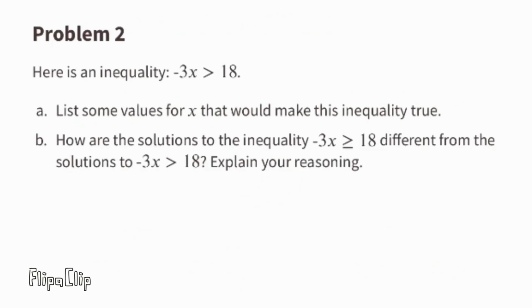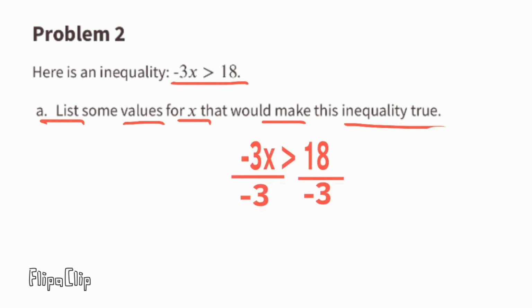Problem number 2. Here is an inequality. Negative 3x is greater than 18. A. List some values for x that would make this inequality true. The first step would be to divide both sides by negative 3. That would get the x by itself, and it would be a positive x.